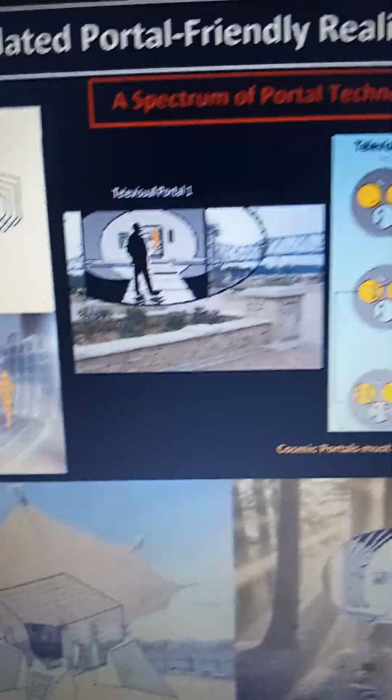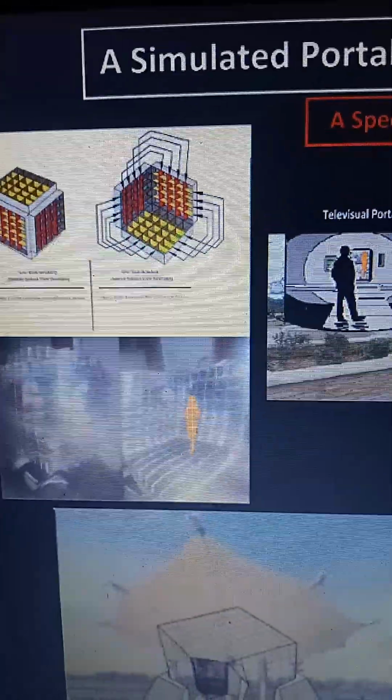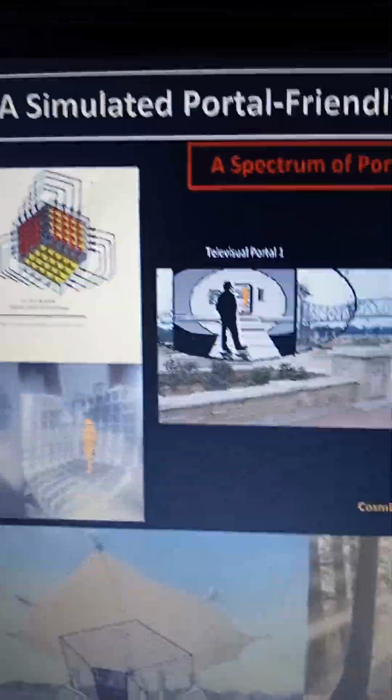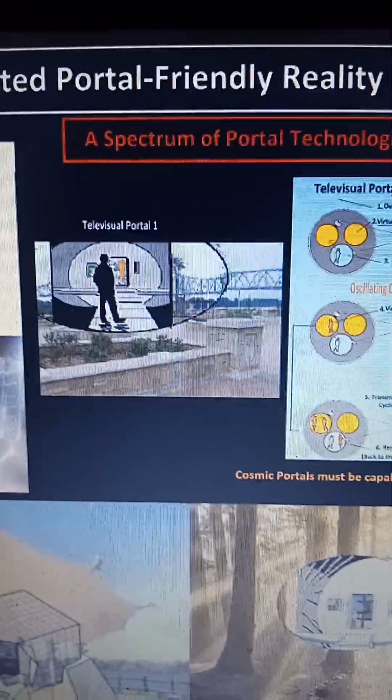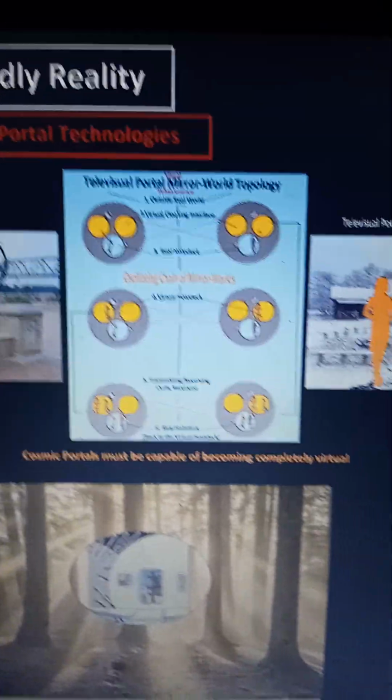So I'll rehash the Ghost Interfacing Paradox and explain how that culminates into the idea of a truly cosmic portal reality, a simulated cosmic portal friendly reality.